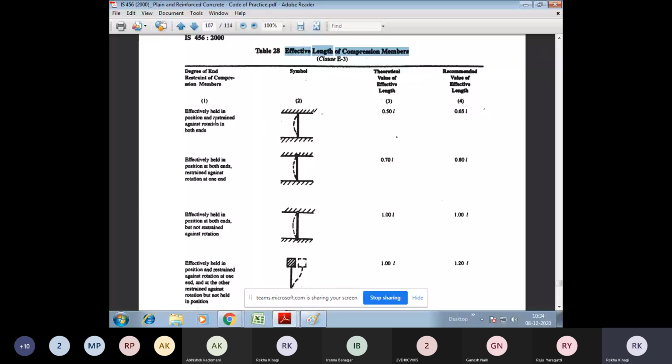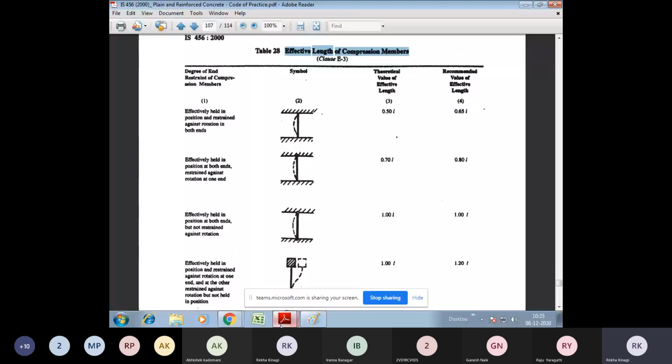Effectively held in position and restrained against rotation at both ends. Means both ends are held in position and restrained against rotation, so there is no possibility of rotation at the two ends. And here, effectively held in position at both ends and restrained against rotation at one end. So they are held in position at both ends, but one end is restrained against rotation, while the other end has a hinge and there is a possibility of rotation.